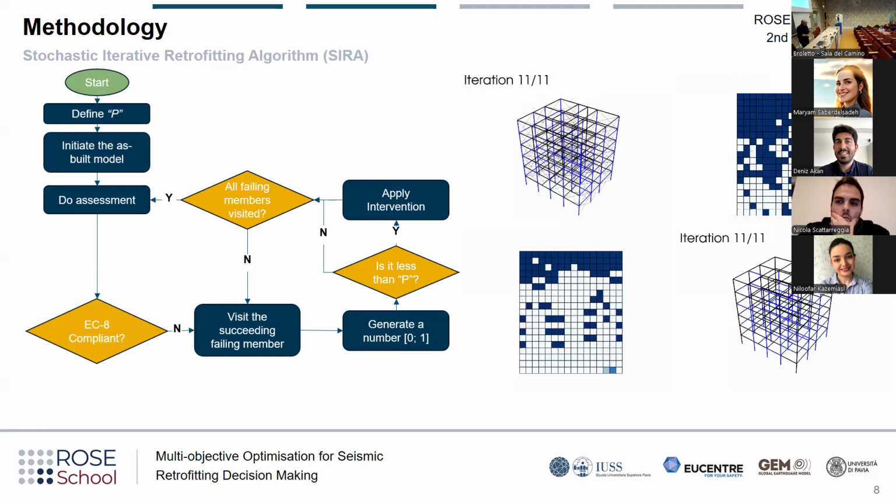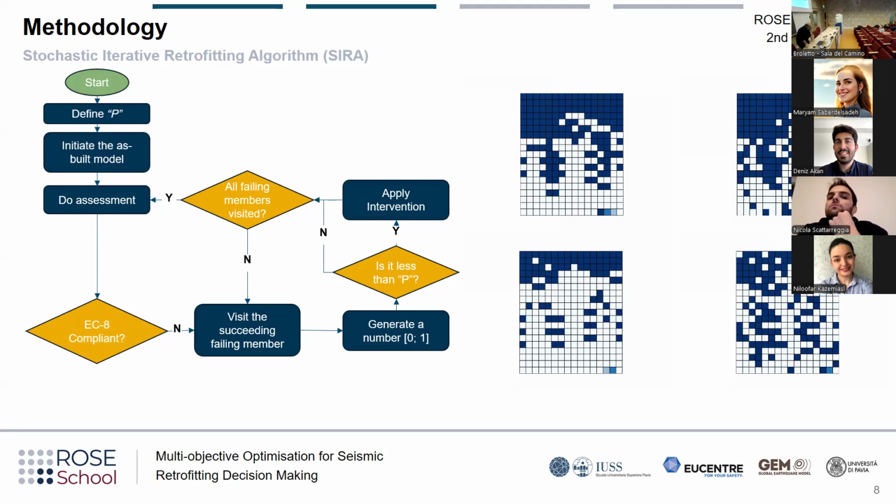If that value is lower than the p-value, we apply the retrofitting. If not, we pass to the next one. We do the inner loop. We finish all the failing members, and then we do the assessment again, and at the end we get the results. The things that you are seeing at the right-hand side, these matrices, are different solution matrices, decision variables. So we are able to end up with different solutions.